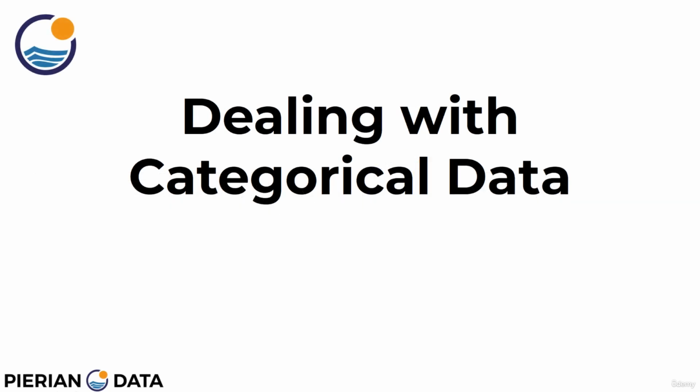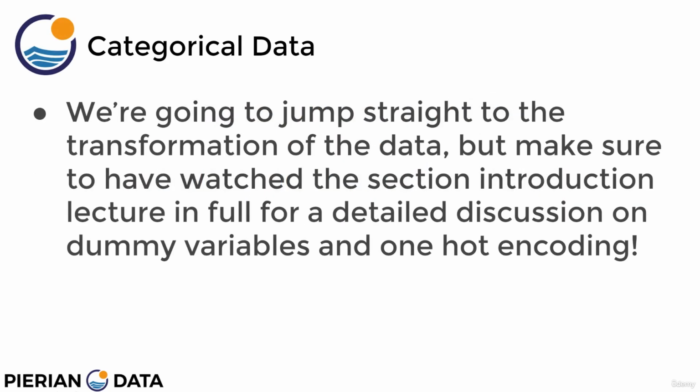Welcome back everyone to this lecture on dealing with categorical data. We're actually going to jump straight to the transformation of the data in the Jupyter Notebook. But before we do that, please make sure to have watched the section introduction lecture video in full for a detailed discussion on things like dummy variables and one-hot encoding. If by the time you're watching this video, you've already seen a lecture discussing dummy variables, integer encoding, and one-hot encoding, then you're good to go.